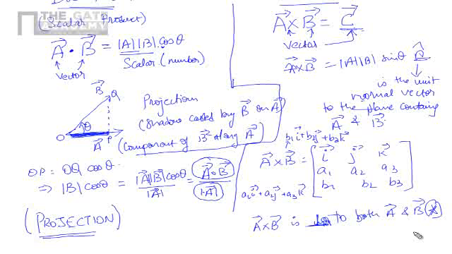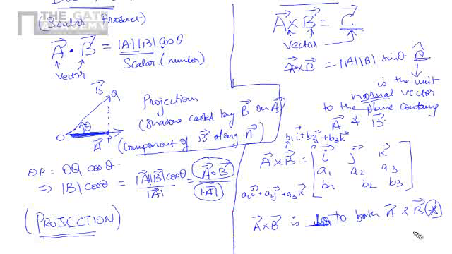That is, normal is always perpendicular, correct? So there is a plane which contains A and B. So the n hat is in the direction which is normal to the plane. That means it is perpendicular to all the vectors contained in the plane. That means it is perpendicular to A vector and B vector also. Clear?